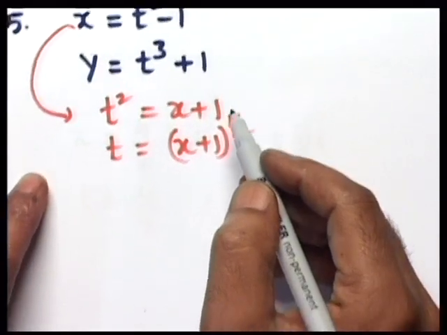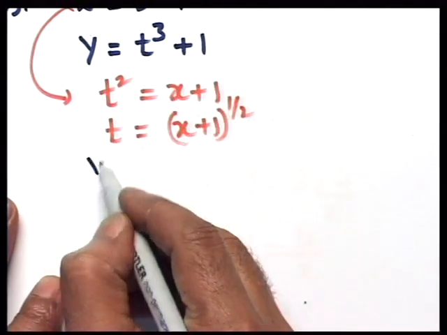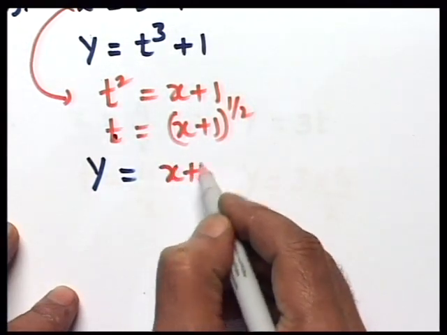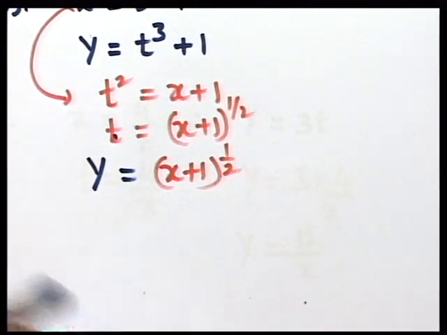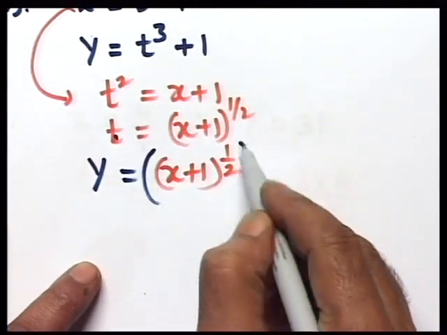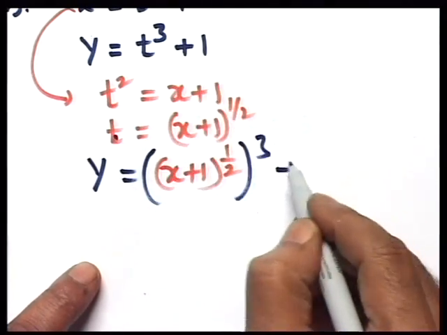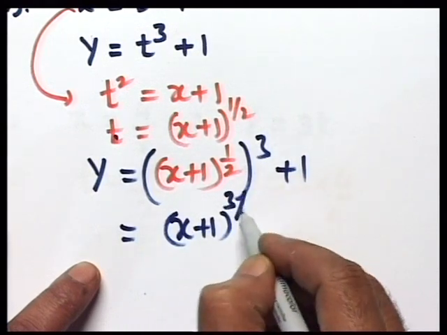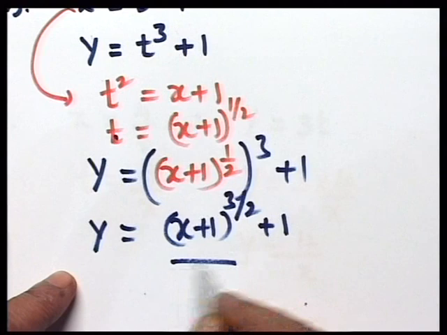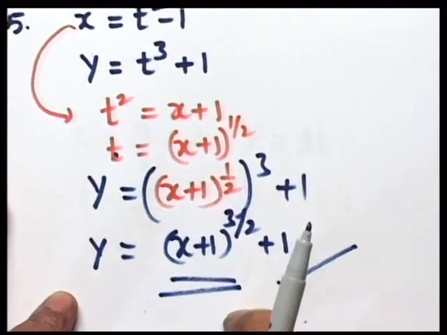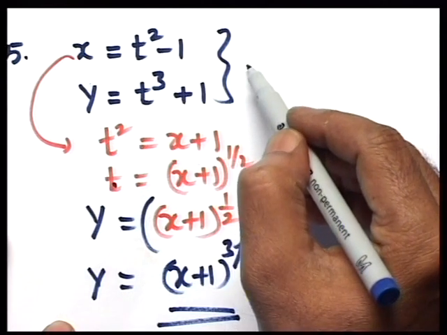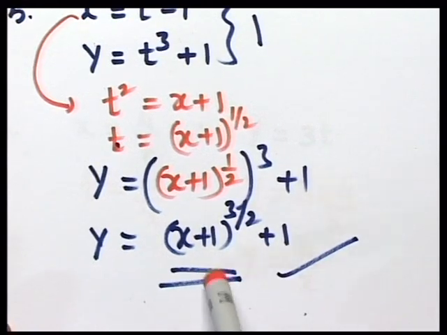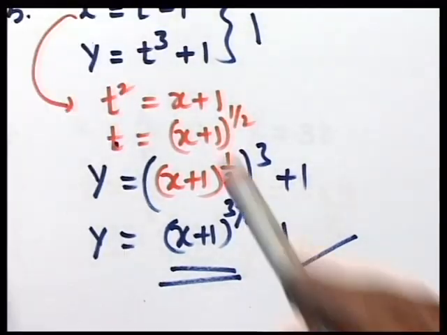So if we do that, y equals to t cube plus 1. So y is equal to t cube. So this is what you got to write, which we have x plus 1 to the power half and to the power 3 because it's a t cube. So that's a cube and it says plus 1. So the final answer should look like x plus 1 to the power half times 3, 3 over 2, plus 1, y equals to. So that's the Cartesian equation. And these two are called parametric form. Okay? Right, that's the answer. That's the Cartesian form of the given question.